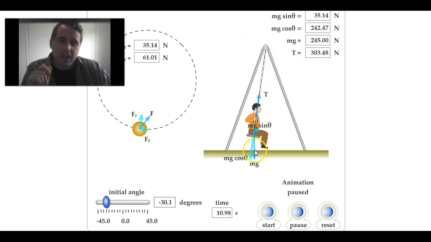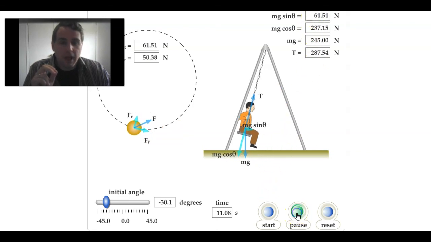But in any case, the object has a tension force. It also has an mg cosine theta. And it also has an mg sine theta. But the mg sine theta is the same thing as the tangential force. So the tangential force is what causes this object to speed up and slow down. That's this mg sine theta.